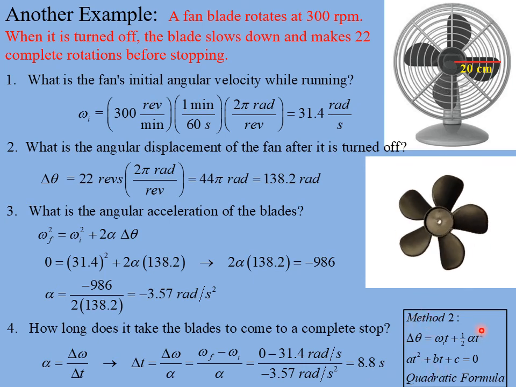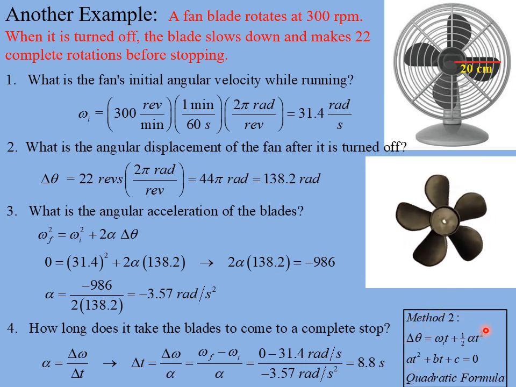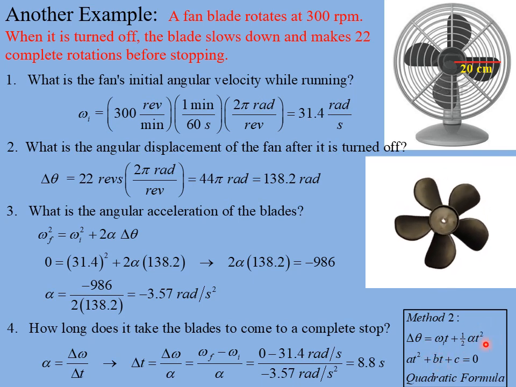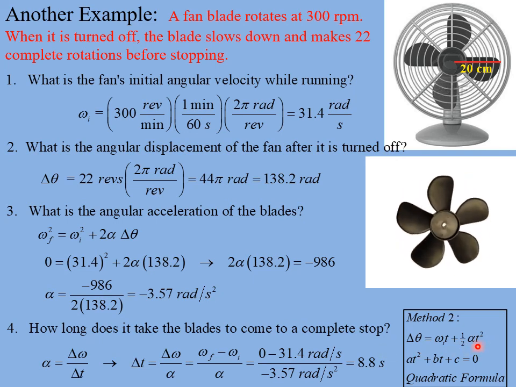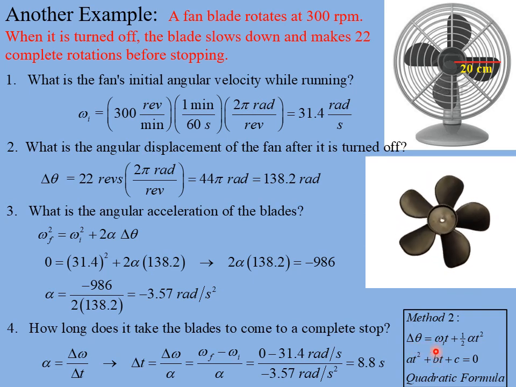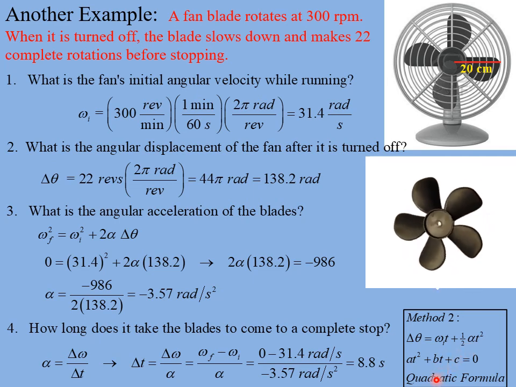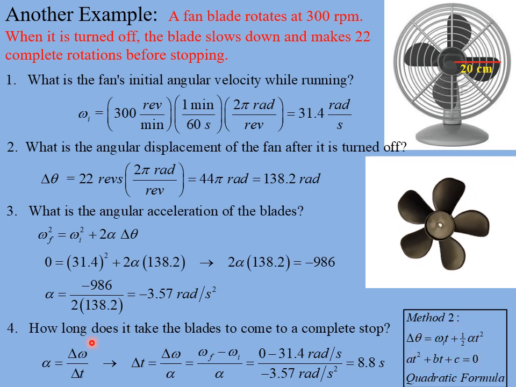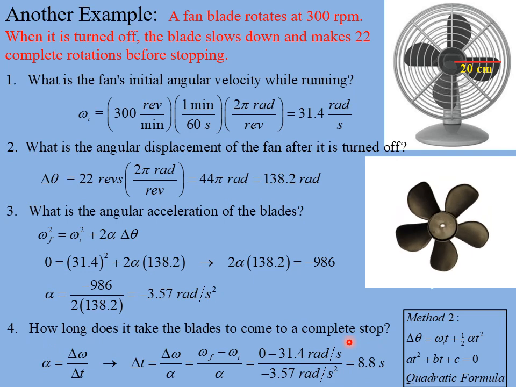The second method, by the way, which would be considerably more algebra and work, is to use the quadratic formula to solve this equation here for time. This is the position formula. And you know all these numbers in here. You know delta theta, you know omega initial, and you know alpha. So you can plug those in there and plug it into the quadratic formula. But this is a bit more work, so it's certainly best to use the method shown here.